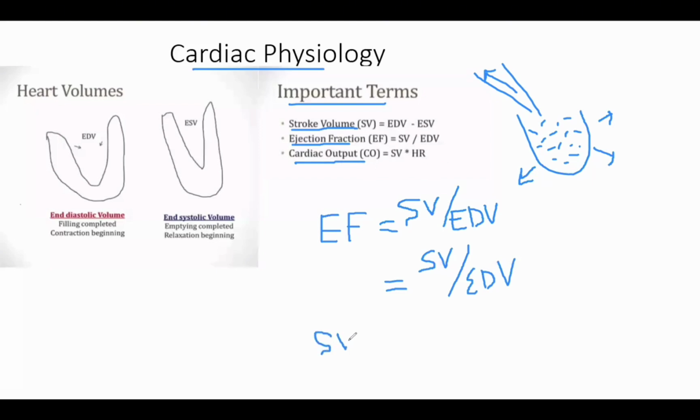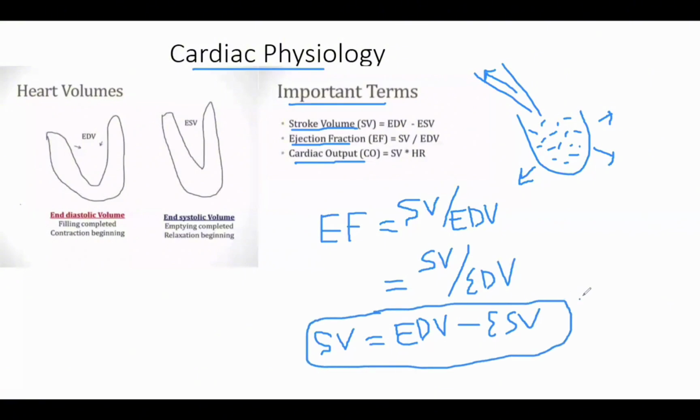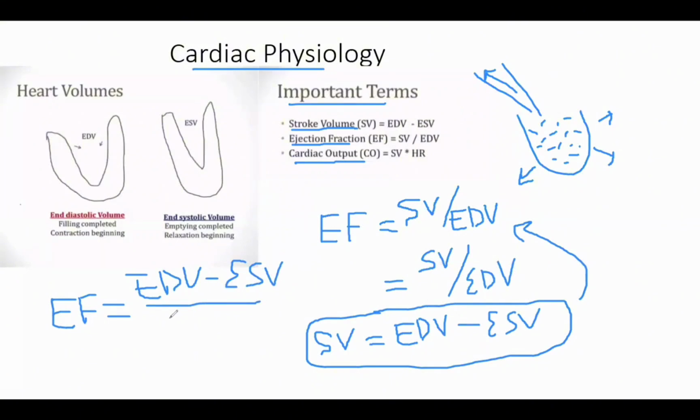Now we know from the previous discussion that stroke volume is equal to end diastolic volume minus end systolic volume. So if we put this equation in this, we can get that ejection fraction will be equal to end diastolic volume minus end systolic volume divided by end diastolic volume. That is, the fraction of the end diastolic volume which has been ejected is known as ejection fraction.